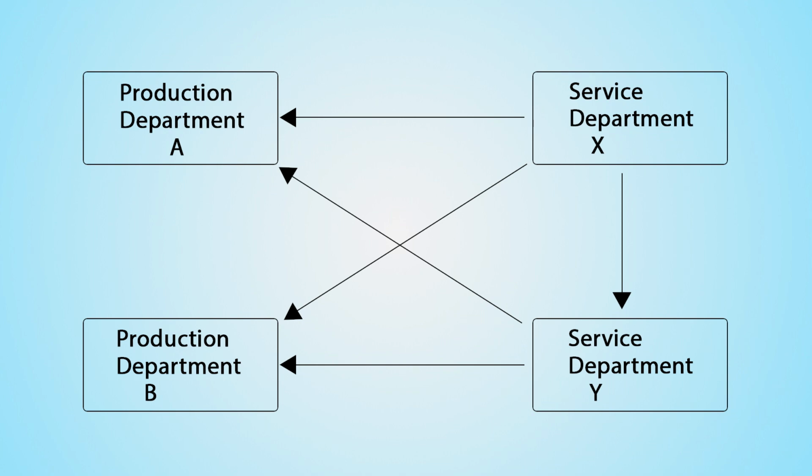Y does not provide services to X department, its services are confined to production department A and B only. Thus, it is known as non-reciprocal distribution. Here, reciprocal and non-reciprocal terminology is used for service departments only. Let's understand one practical problem for this case.